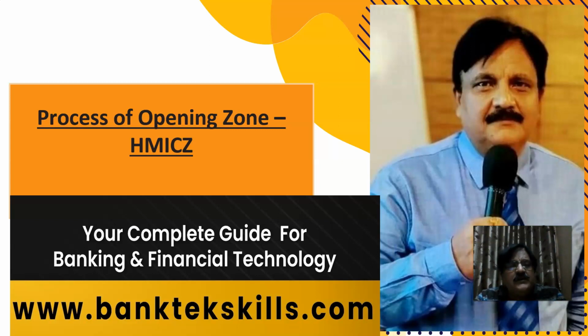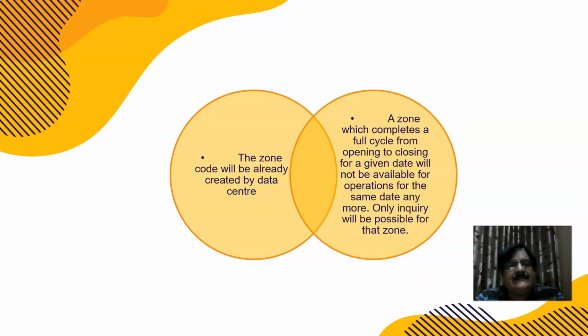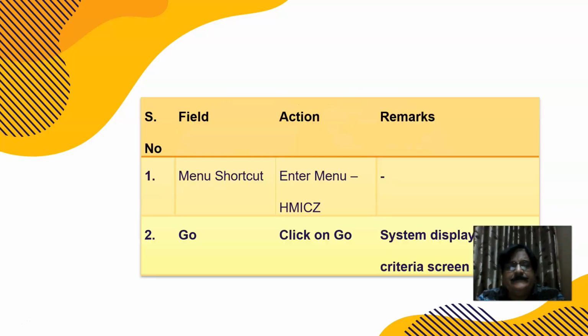So first we open the zone, Hmicz. The zone code will be already created by the data center. As you enter it, the data center creates it for either back offices, or in case branches are doing it, it is created for the branches. A zone which completes a full cycle from opening to closing for a given date will not be available for operations for the same date anymore. Only inquiry will be possible for that zone, right? So once you have used it, you can only inquire it.